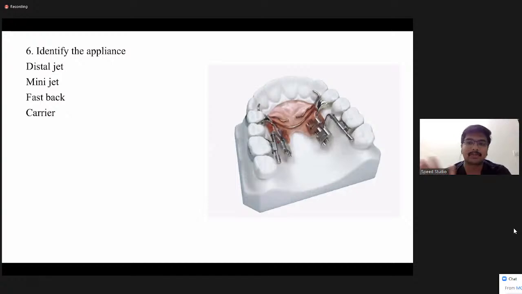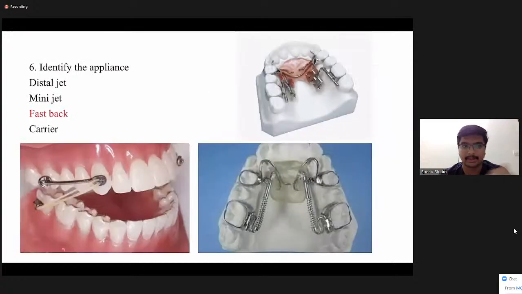This is a picture type of question. Do not go by the misleading nomenclatures that are very fancy in orthodontics. Identify the type of appliance that is shown here. The options are distal jet, mini jet, fast back, and carrier. All the 4 appliances are really in use in present-day orthodontics. So in order to understand the type of diagram that has been shown on the screen, you will have to know what all the 4 appliances are: the distal jet, mini jet, fastback, and the carrier appliances.